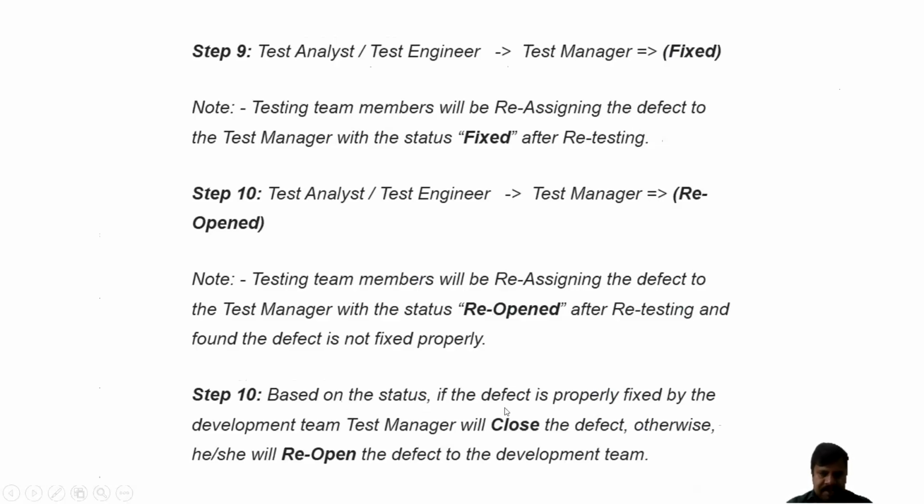Based on the status, if the defect is properly fixed by the development team, the test manager will close the defect. Otherwise, he or she will reopen the defect to the development team. It is like, for example, when we raise some concern over some functionality of telephone or internet management to the customer service department. The customer service department will generally assign a unique number known as a reference number. Based on the reference number, it goes backward to every person who is involved in that particular service maintenance.